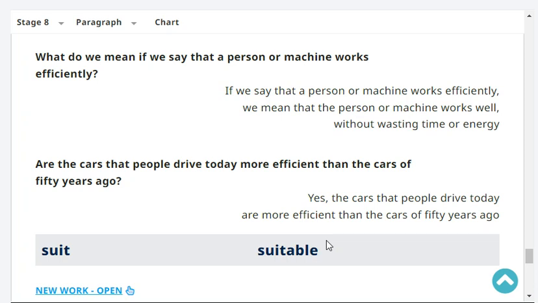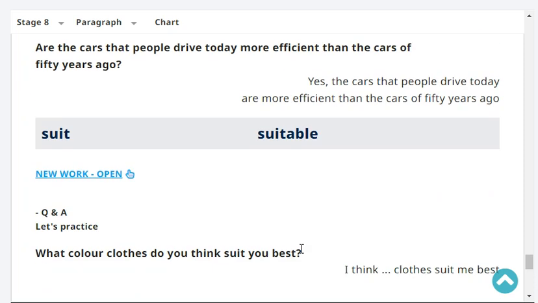Very good. Okay, what color clothes do you think suits you best? I think black. Black clothes suit me best. Very good.